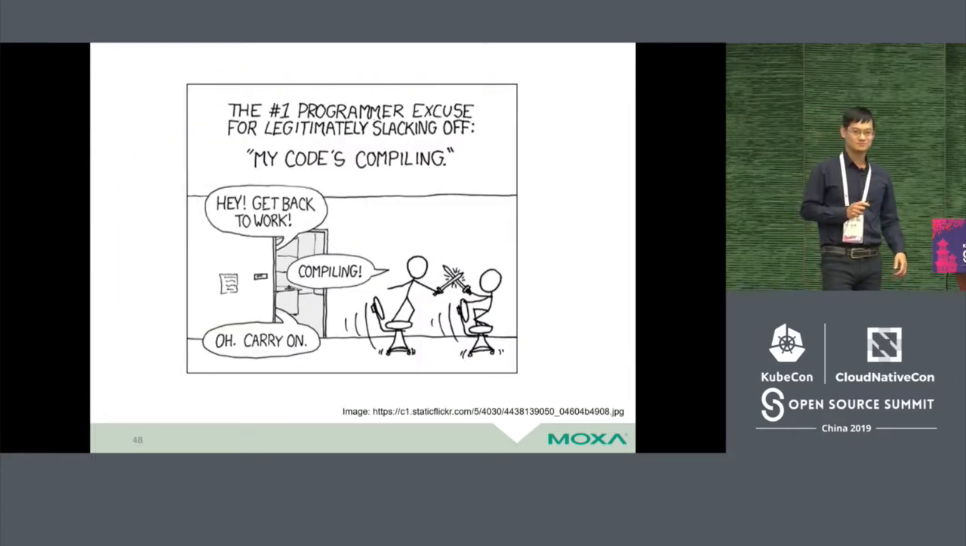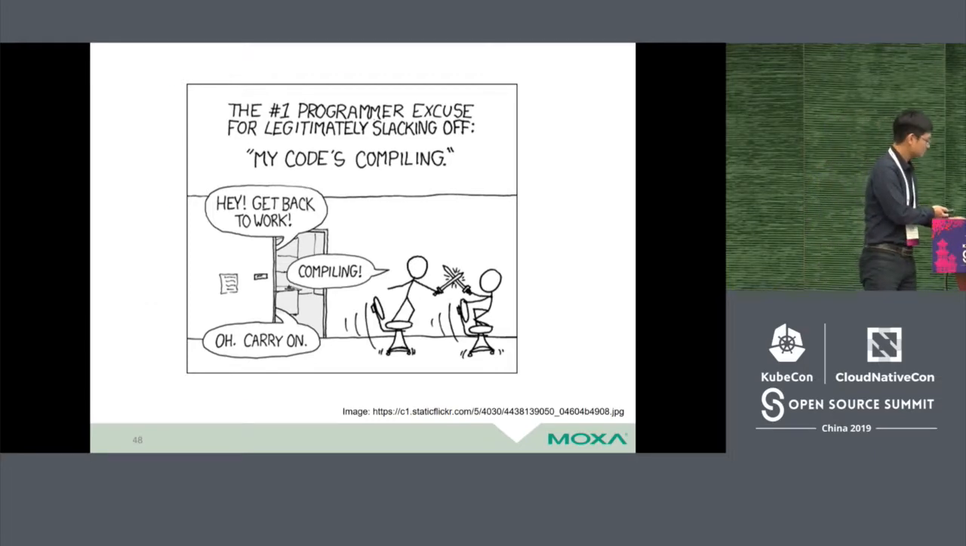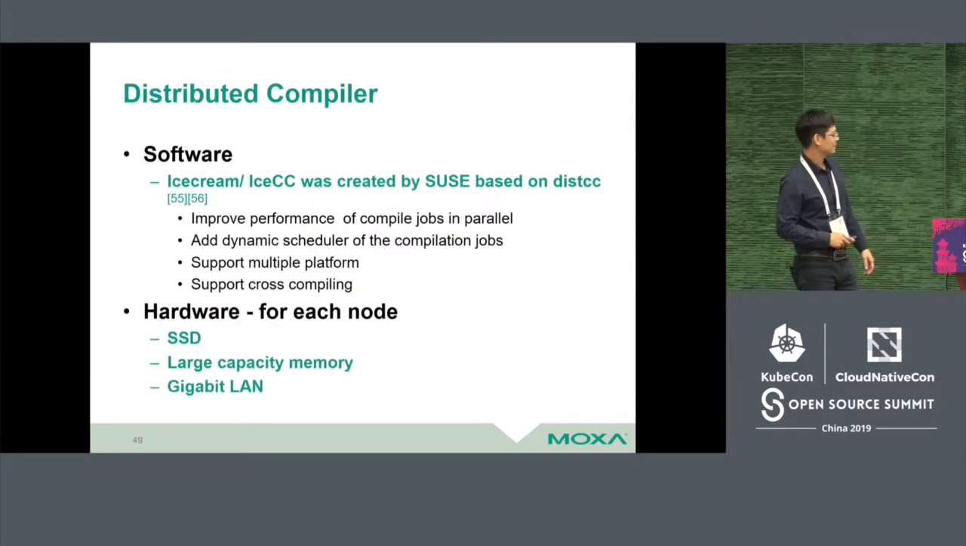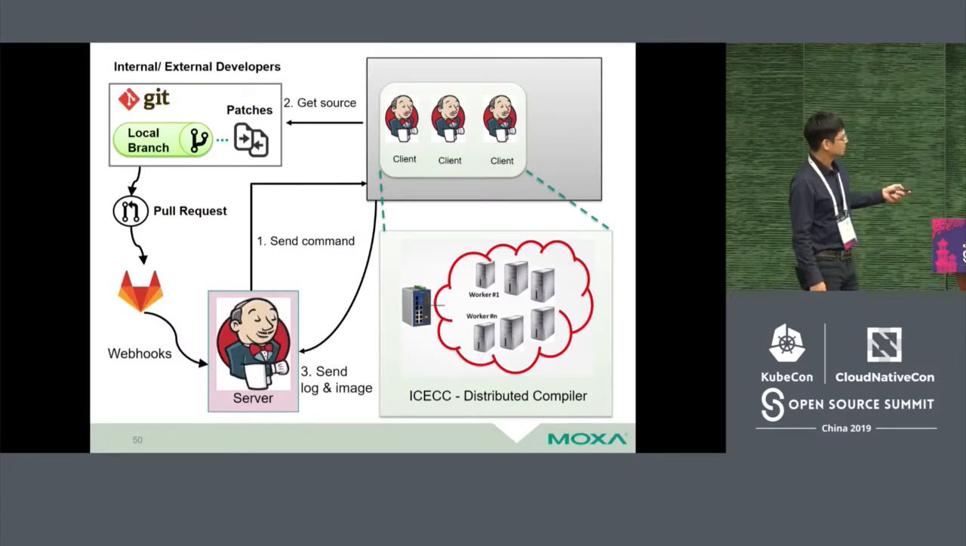As you know, the Linux kernel is quite large, so we spend lots of time compiling. We use a distributed compiler to reduce the compile time. Here we use Icecream, which is created by SUSE. So we use the distributed compiler to reduce our time, and thus we have more time to do the test. As you can see, we have the build farm.